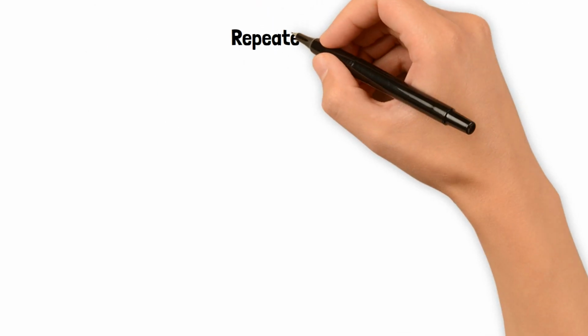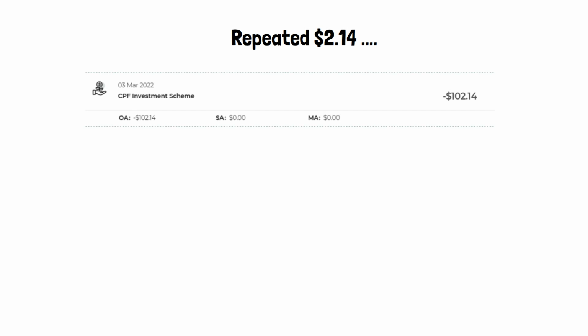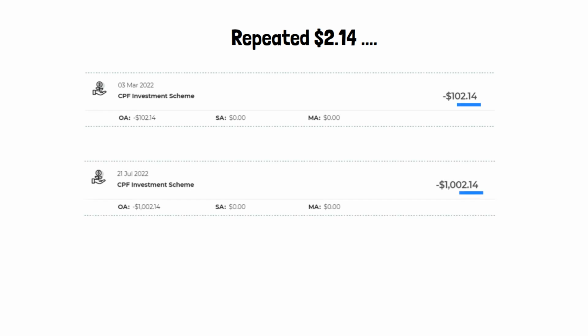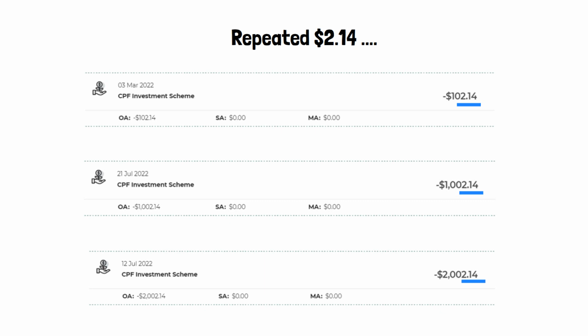The first thing that I noticed was the repeated $2.14 that appears on my statement. Here, here and here, just to show you guys some examples. The fee is always $2.14 even though my investment amount varies from $100 to $1,000 to $2,000.